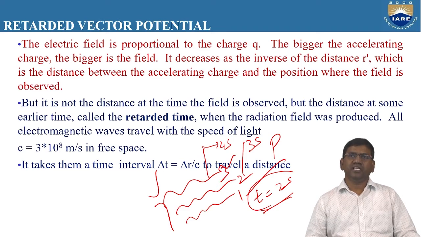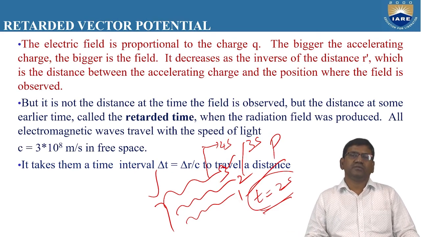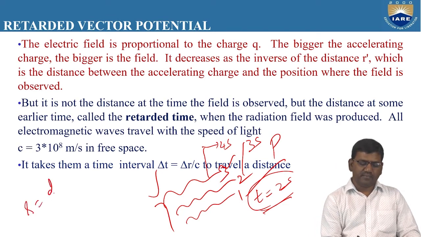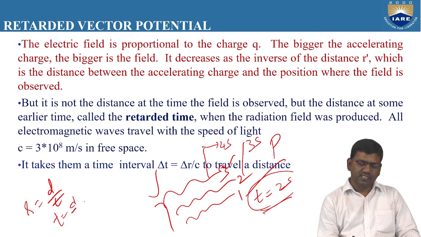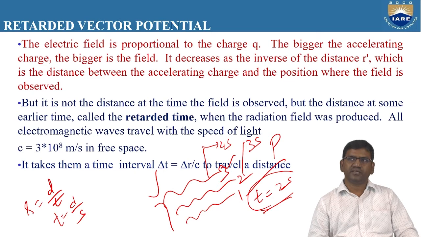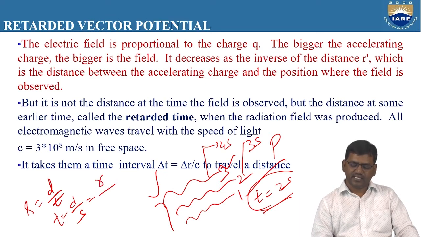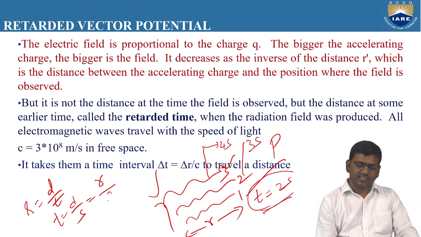So what is the amount of delay that an electromagnetic wave takes for traveling to a distant point p? We know that speed is equal to distance by time. That means time is equal to distance by speed. The distance, as we indicate in our observation, is taken as r. From the location of the antenna to some observation point p, the distance is taken as small r, and the speed of light is taken as c.